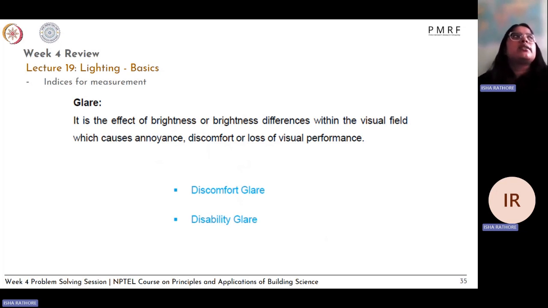So when you have the window behind your back and you're working on your computer, and suddenly, during the morning peak times, there's strong sunlight coming through that window, it's affecting your ability to work. So that is disability glare, where you're unable to work or carry out your functions because of the effect of glare, or this brightness level which is coming in, because it is getting reflected off your laptop also. So that is an example of disability glare, where you are unable to perform daily activities or tasks because of this glare effect.